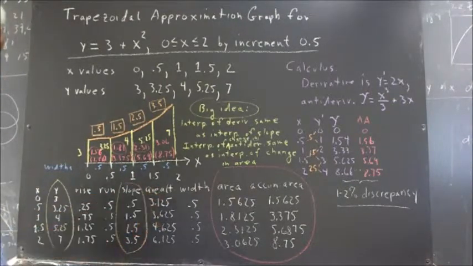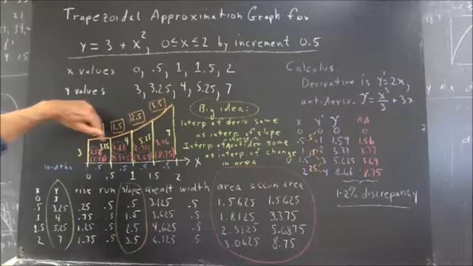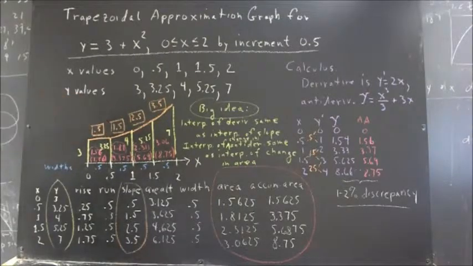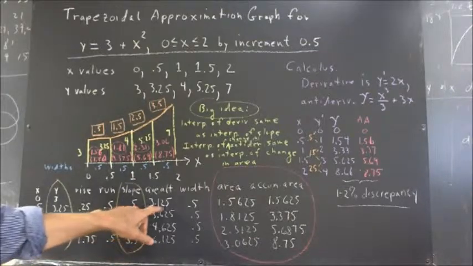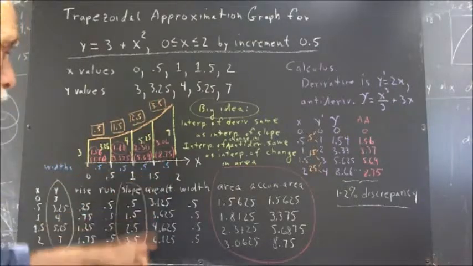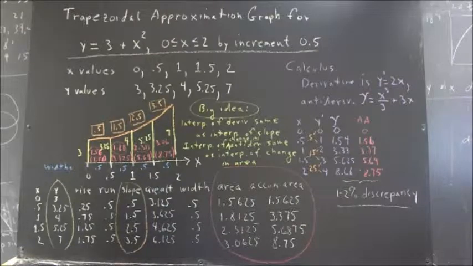Then we get our average altitudes. The average altitude of each trapezoid is the average of its left and right altitudes. So for the first trapezoid, we average 3 and 3.25. That gives us 3.125, which we might well round off depending on the situation. And we do the same for all the trapezoids. And you can again, and should, confirm these average altitudes.